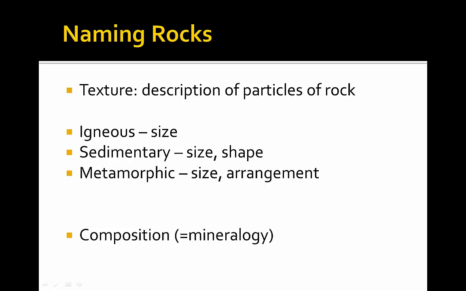For sedimentary rocks, it's the size and the shape. And for metamorphic rocks, it's the size and the arrangement. Now, the second part for naming any kind of rock, regardless of it being igneous, sedimentary, or metamorphic, is what are the particles made out of? So your book uses two different terms, and they mean the same thing: composition or the mineralogy. So what minerals make up the particles in that particular rock?